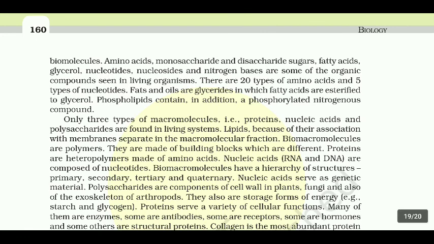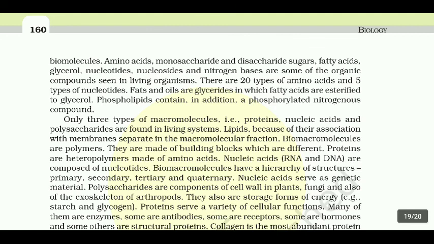Amino acids, monosaccharide and disaccharide sugars, fatty acids, glycerol, nucleotides, nucleosides, and nitrogen bases are some of the organic compounds seen in living organisms. There are 20 types of amino acids and 5 types of nucleotides. Fats and oils are glycerides, in which fatty acids are esterified to glycerol. Phospholipids contain, in addition, a phosphorylated nitrogenous compound. Only 3 types of macromolecules, namely proteins, nucleic acids, and polysaccharides, are found in living systems. Lipids, because of their association with membranes, separate in the macromolecular fraction.